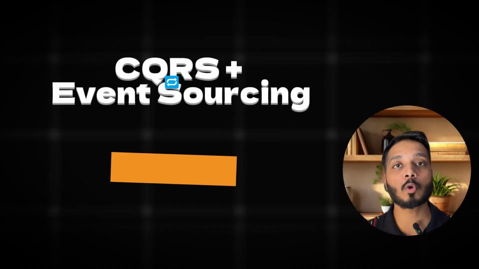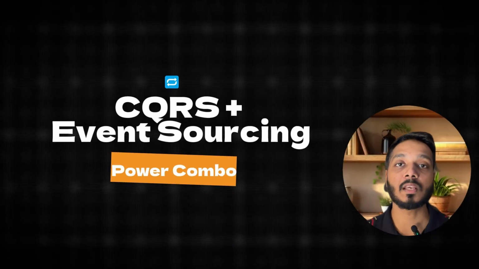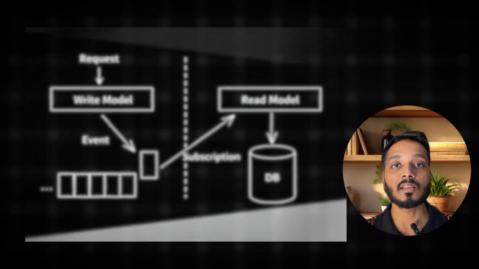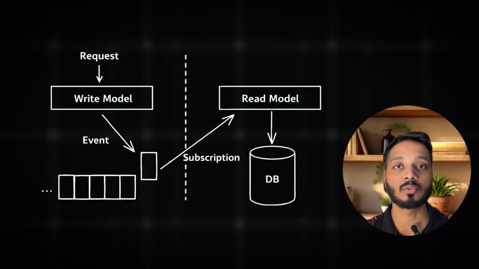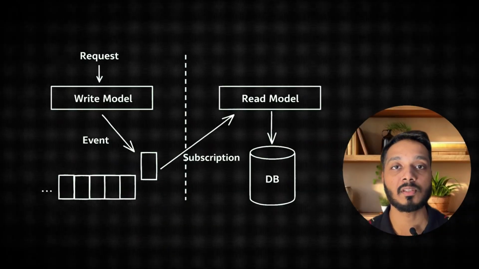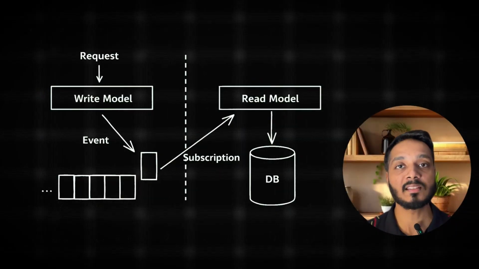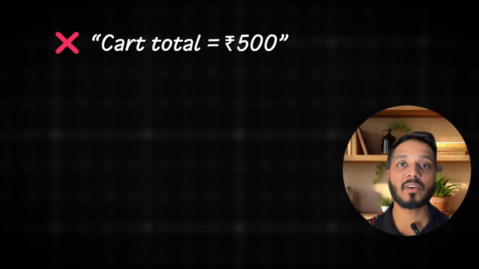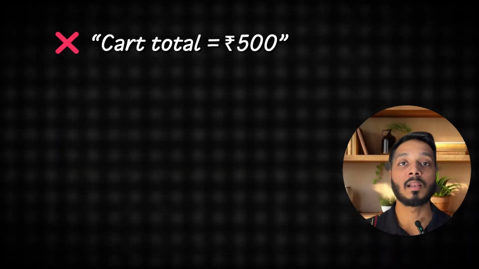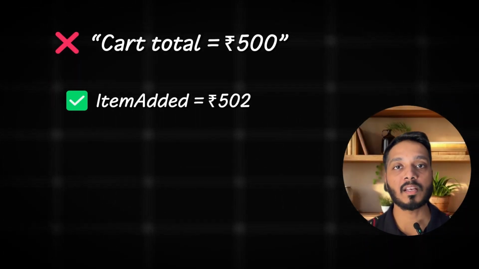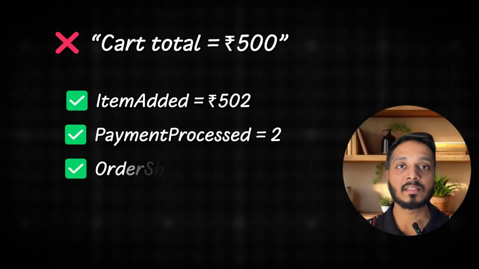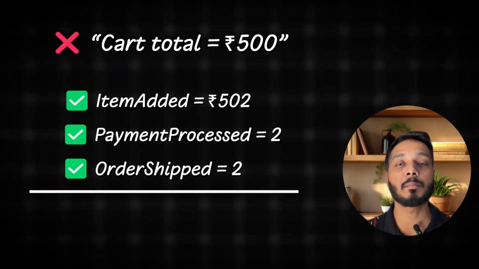There is one more power combo, that is CQRS plus event sourcing. CQRS doesn't decide how data is stored. That's where event sourcing joins in. Instead of storing the final state, for example, cart total is 500, we store events like item is added, payment has processed, order has shipped. The system rebuilds state by replaying the events.